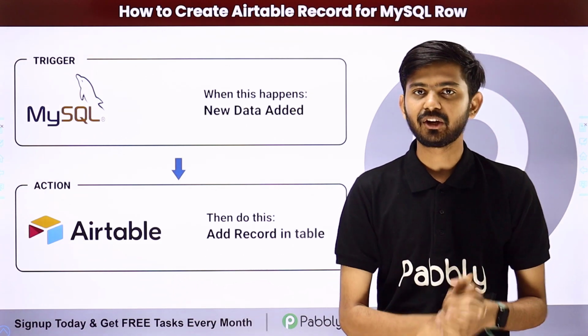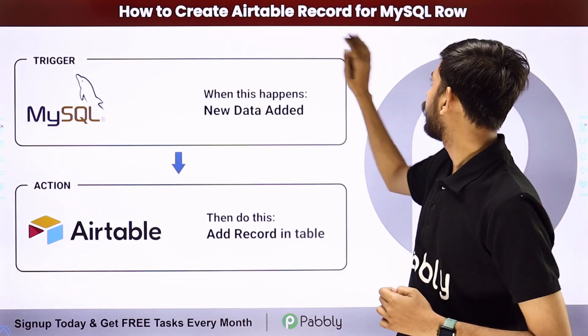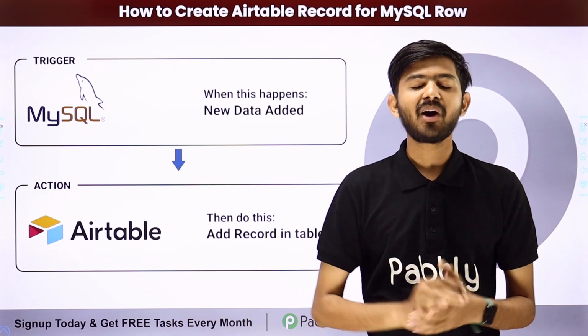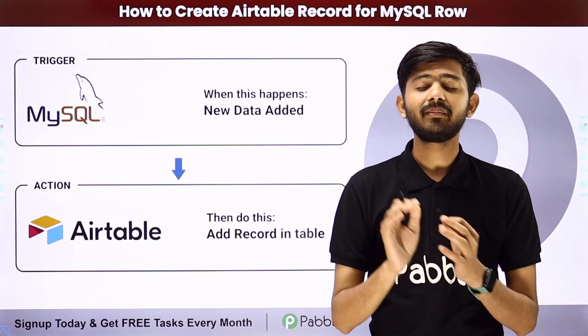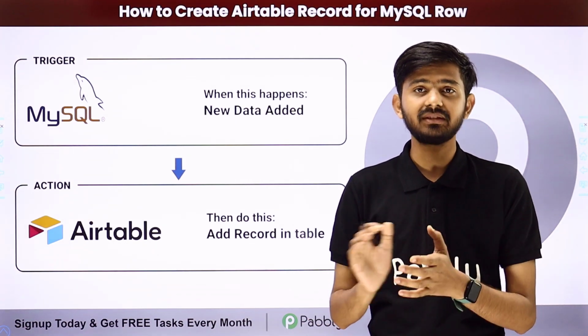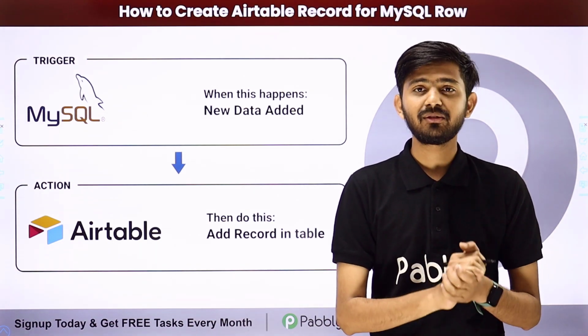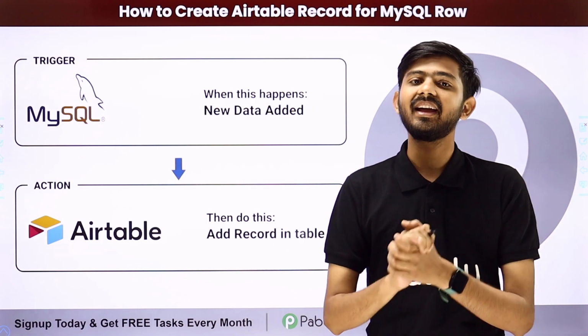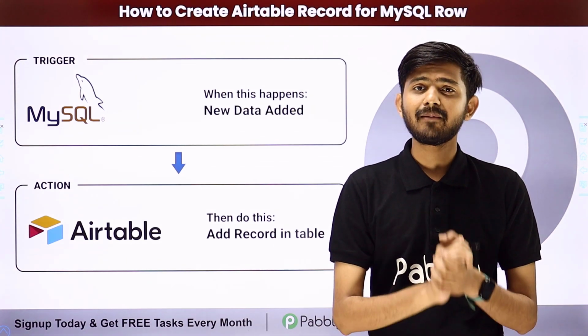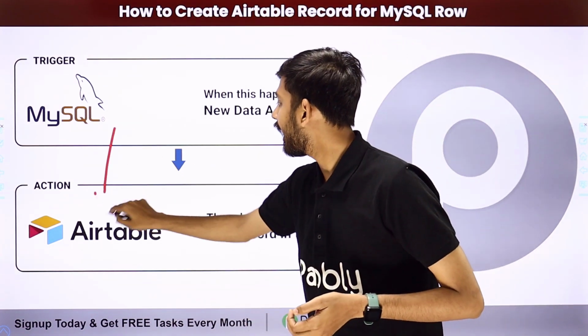Hello everyone, today our topic is how to create an Airtable record for a MySQL row. So here my objective is that whenever a new row is added in my MySQL database, I'm going to automatically capture the details of that row and add those details automatically in my Airtable. For that I have to build a simple connection between MySQL and Airtable.